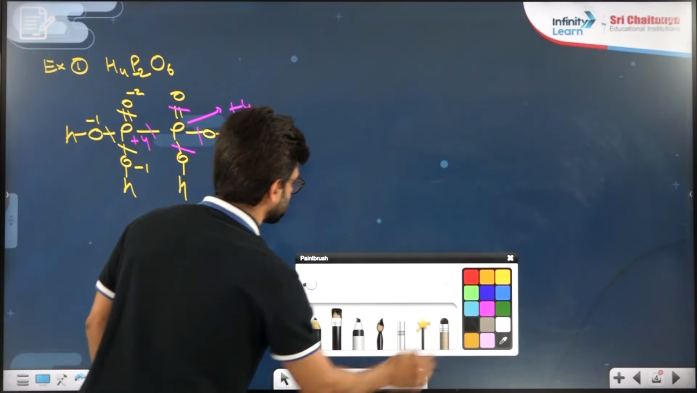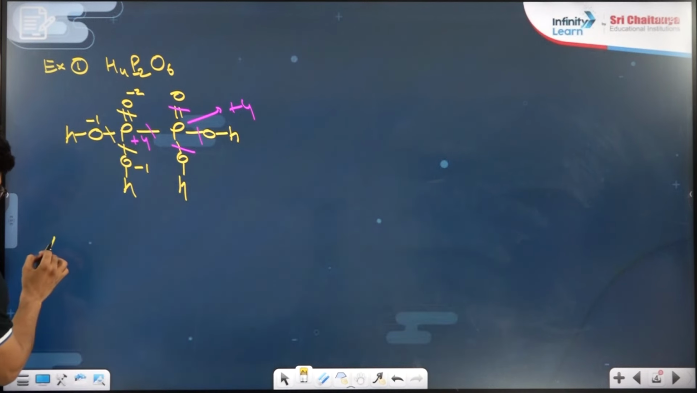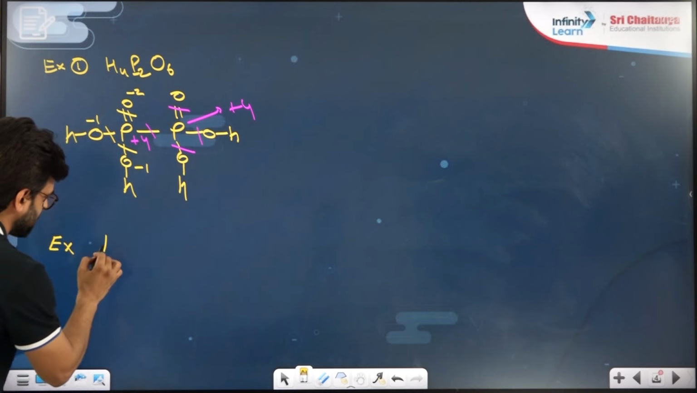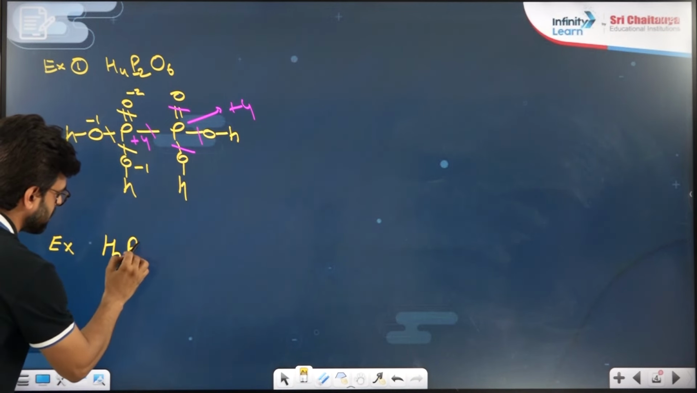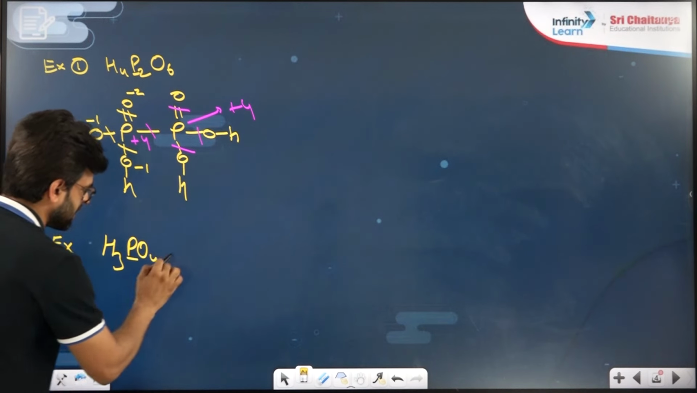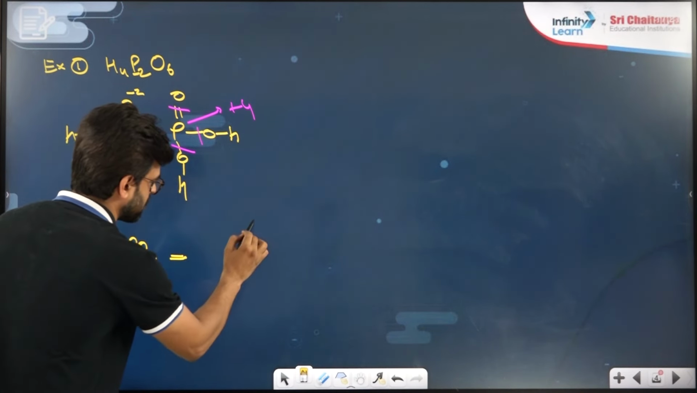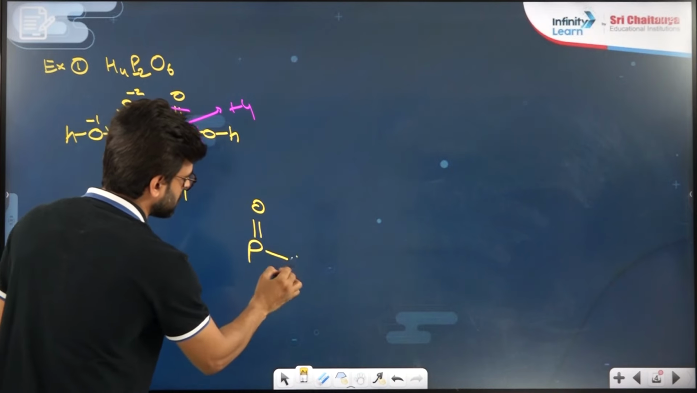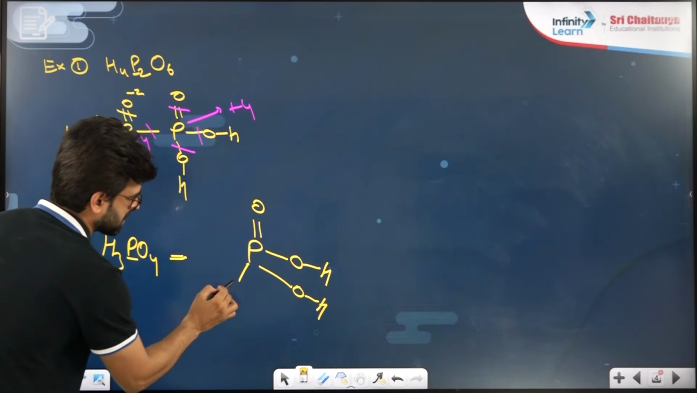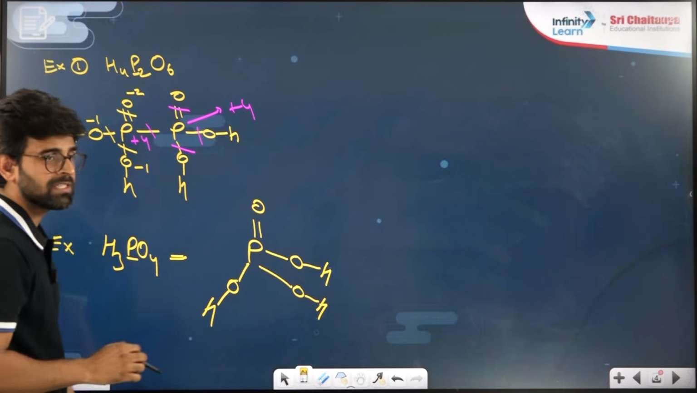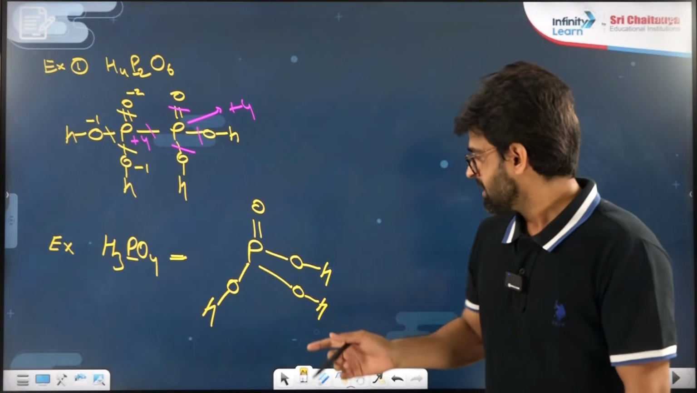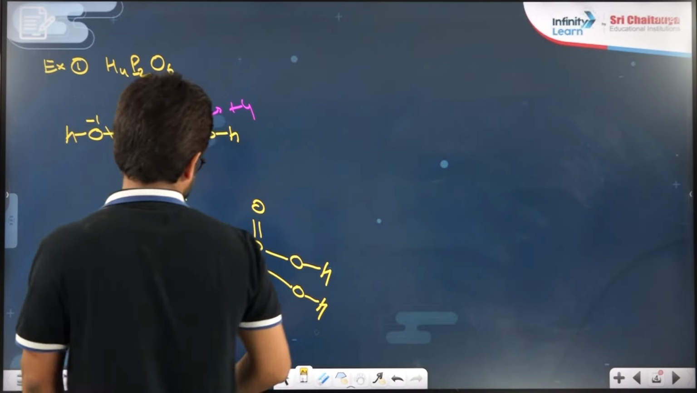Now next, we can have H3PO4. We can have one more structure here, H3PO4. We want to find the oxidation state of phosphorus. Here we have P double bond O, and OH and OH. If we have the structure, we can easily find it, right? Tell me, what will come?